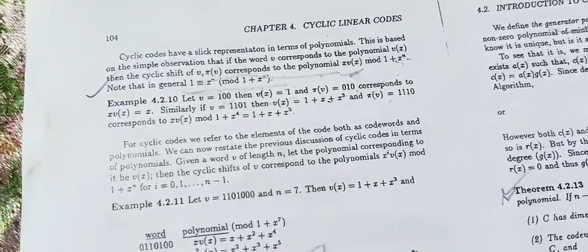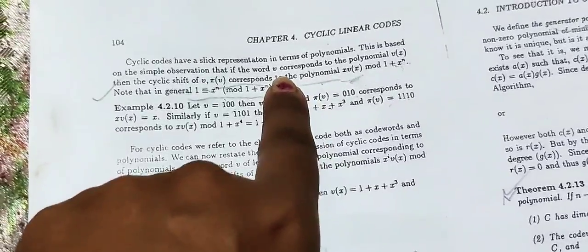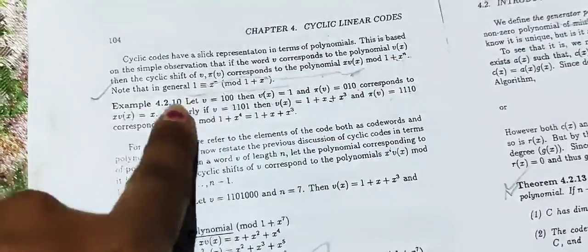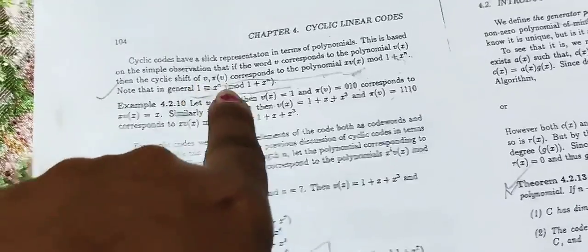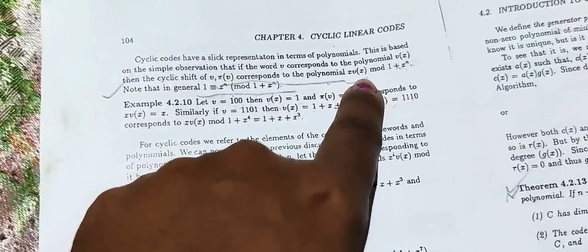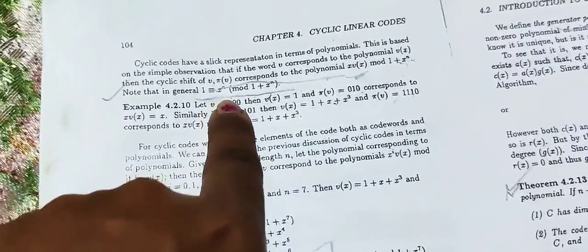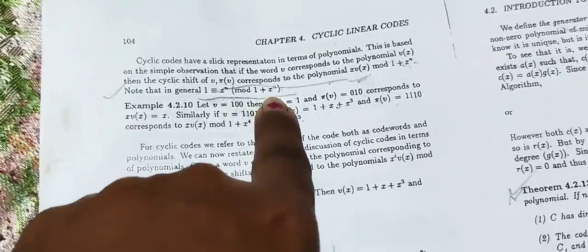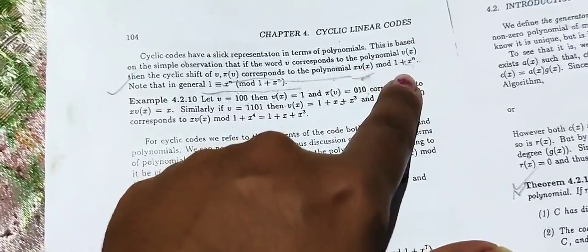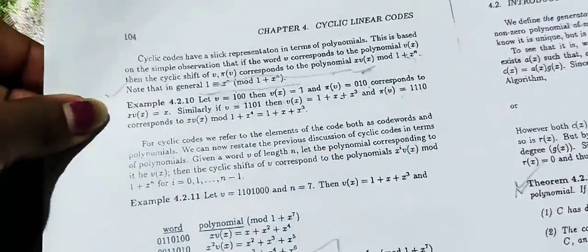This is the result. For every word v, there is a corresponding polynomial v of x. Then the cyclic shift of v, that is pi of v, corresponds to the polynomial x v(x) mod 1 plus x raised to n. That means 1 is congruent to x raised to n mod 1 plus x, and pi of v is congruent to x v(x) mod 1 plus x raised to n. So this is the result.